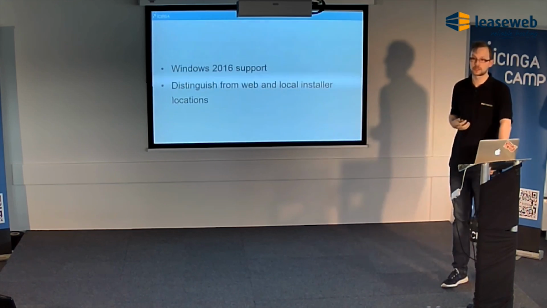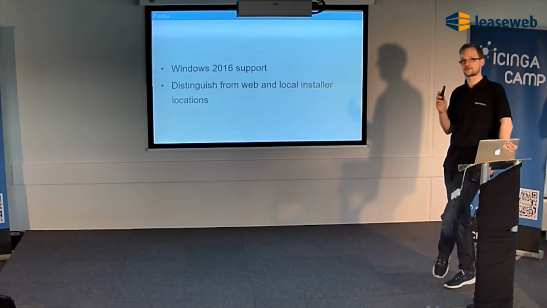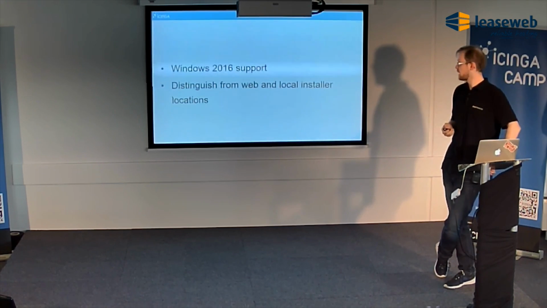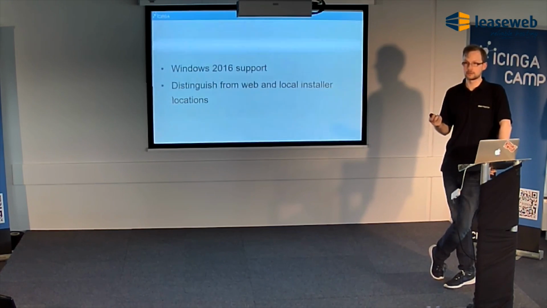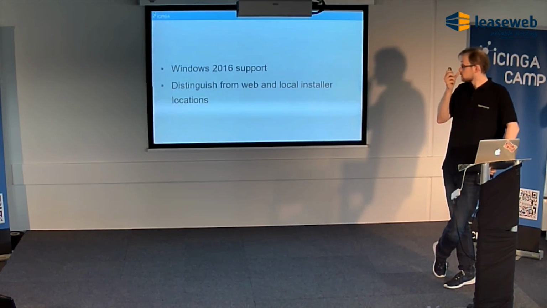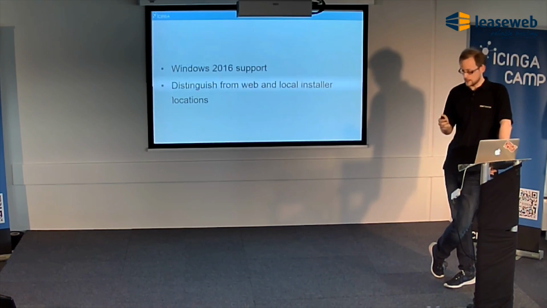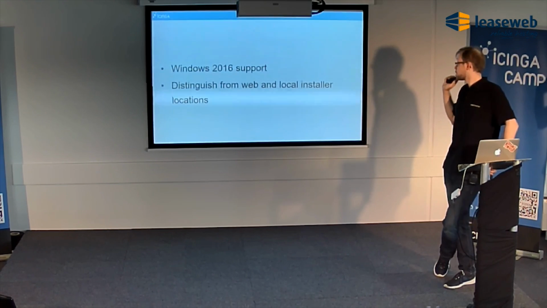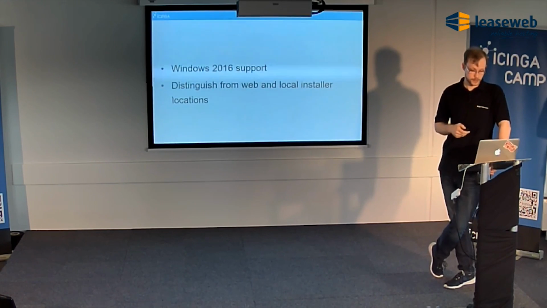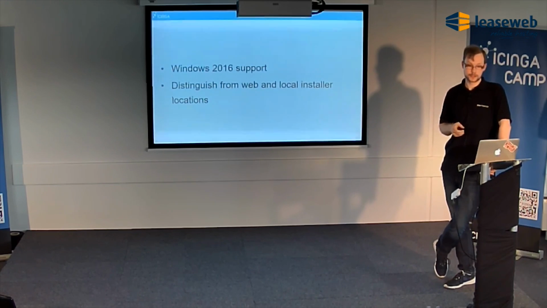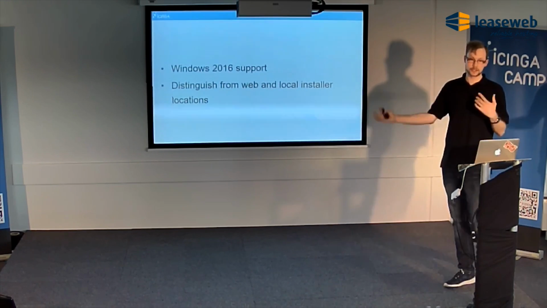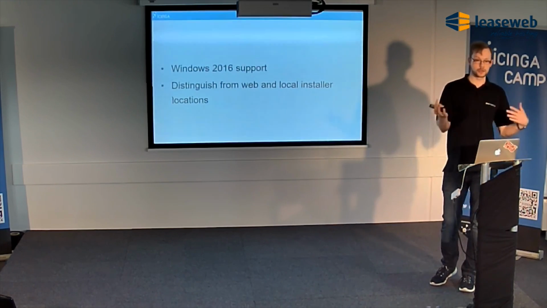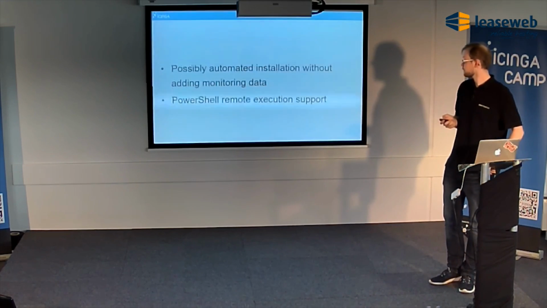One thing that's currently missing is Windows 2016 support, because MSI is, for example, no longer available on Nano Server. Microsoft has a new package handling, I forgot the name again, but MSI is not supported on Nano Server. So that's something I still need to do. And I want to have the web installer and local install locations distinguished. So right now I only accept web requests to download a file, but I also want to have Samba shares or local directories to install the agent from.